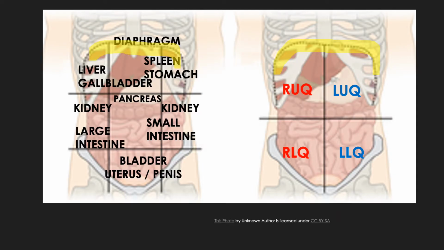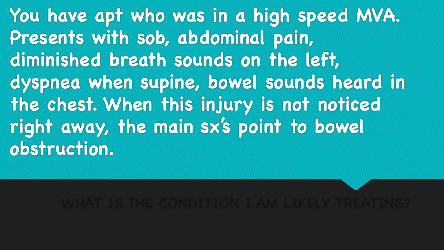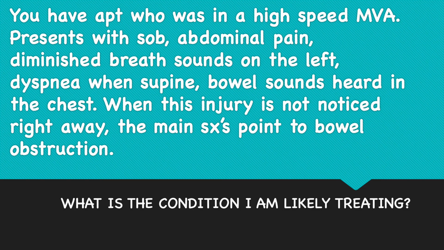First organ we're going to look at is your diaphragm. Let's say you have a patient who was in a high-speed motor vehicle accident. The patient presents with shortness of breath, abdominal pain, diminished breath sounds on the left, dyspnea when supine, bowel sounds are heard in the chest. When this injury is not noticed right away, the main symptoms point to bowel obstruction. What is the condition I am likely treating?